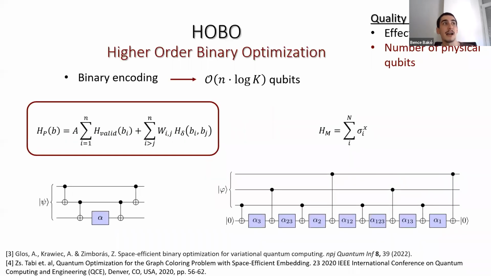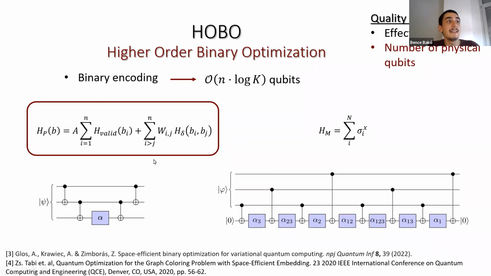Now, one approach which utilizes this encoding change is the HOBO, or higher order binary optimization, in which case, in our problem Hamiltonian, we have two parts. The first part checks if we have a valid coloring, meaning that if we have, let's say, 3 colors, and we need then 2 qubits per register, then the state 11 is not a valid color, so we should penalize it somehow. The second part then is responsible for the penalty for edges connecting vertices of the same color.